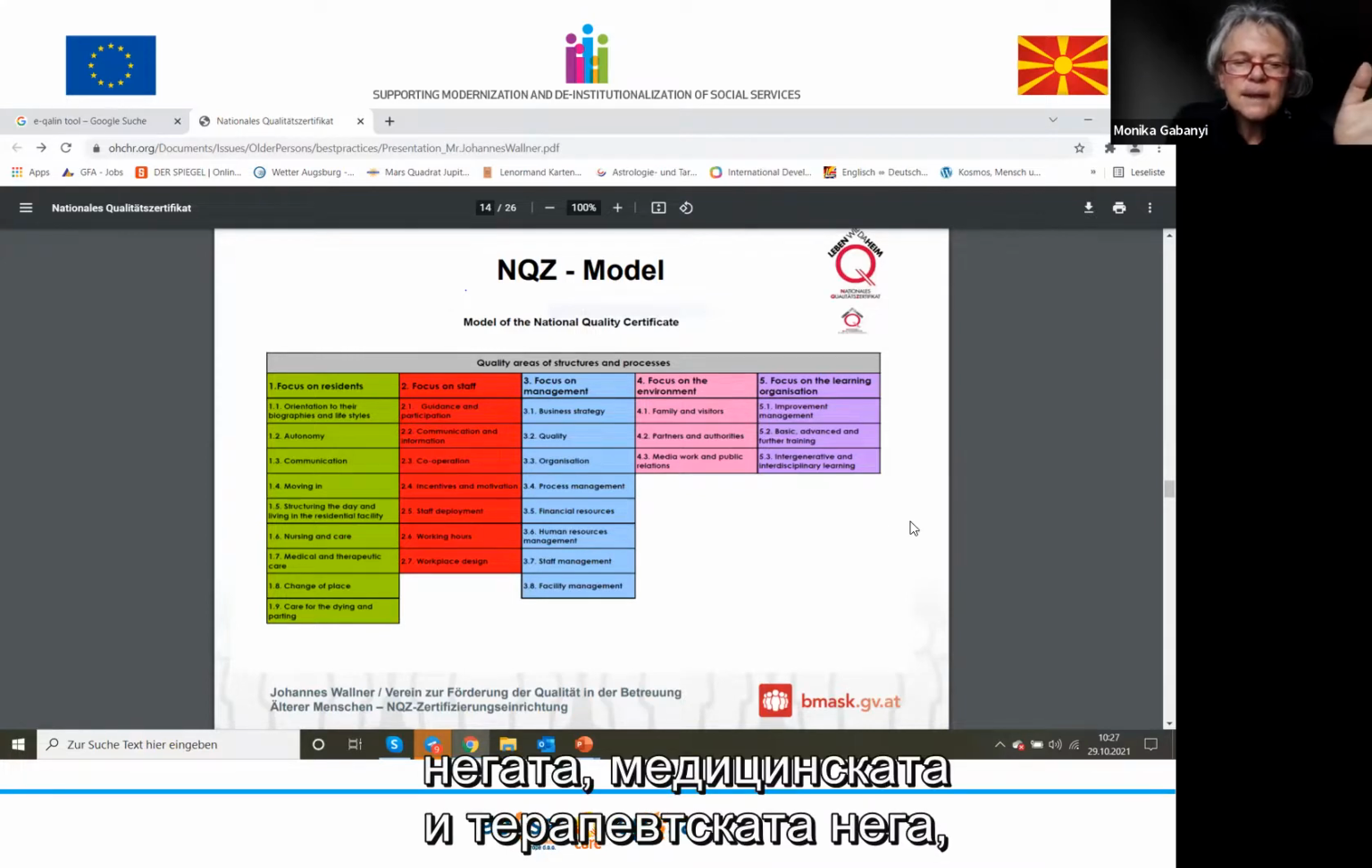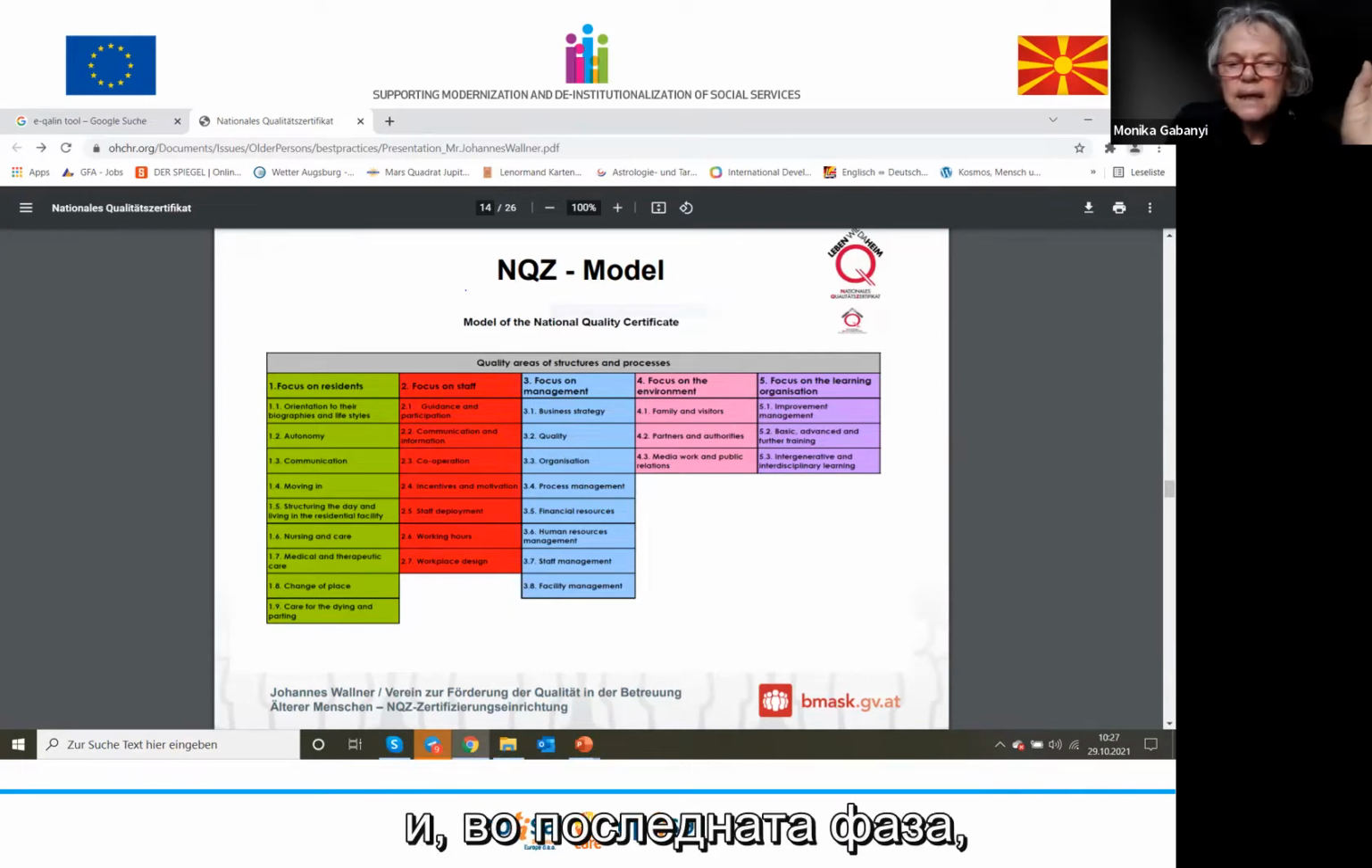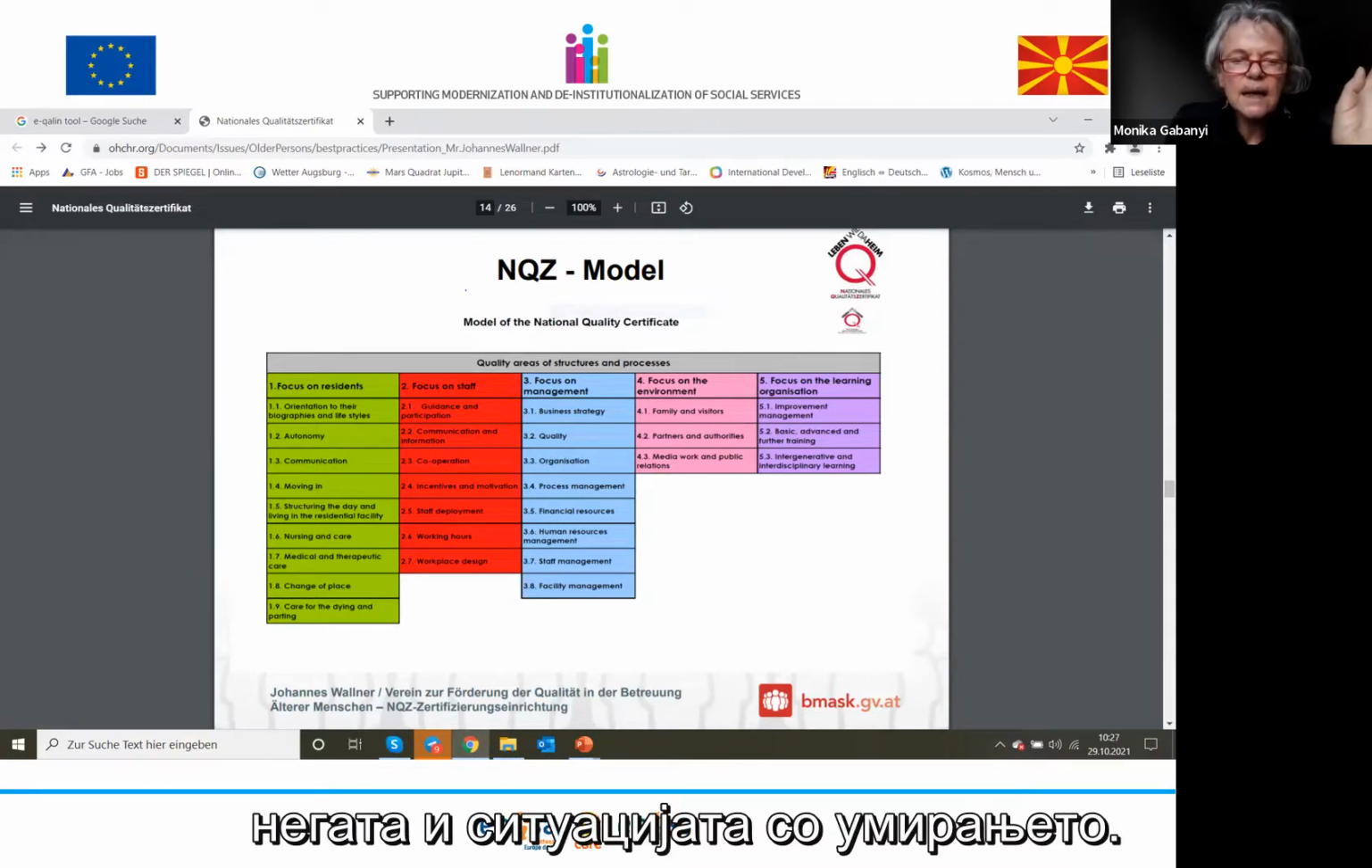The nursing and the care, the medical and the therapeutic care, change of place, whether they are mobile, and in the end phase, the care and the dying situation.